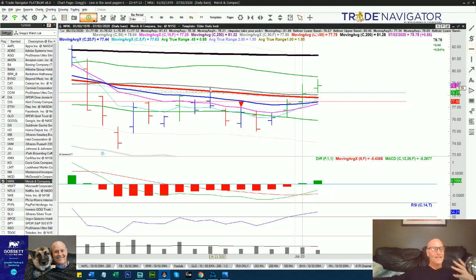But that's how I look at using fractals. I use them in conjunction with all the rest of my indicators, and they basically just add points to a possible setup.